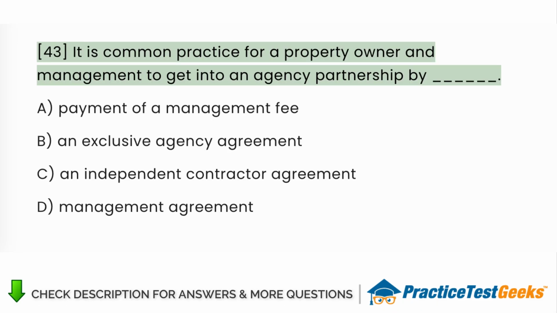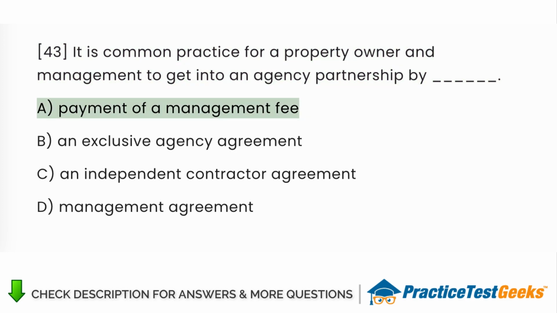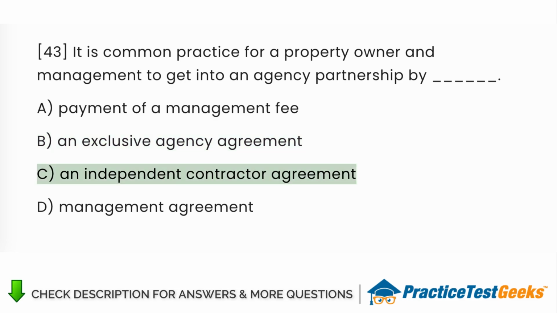It is common practice for a property owner and management to get into an agency partnership by: A. Payment of a management fee. B. An exclusive agency agreement. C. An independent contractor agreement. D. Management agreement.